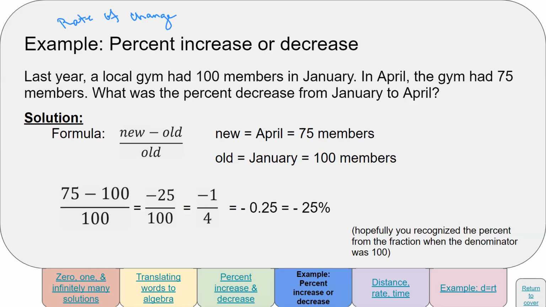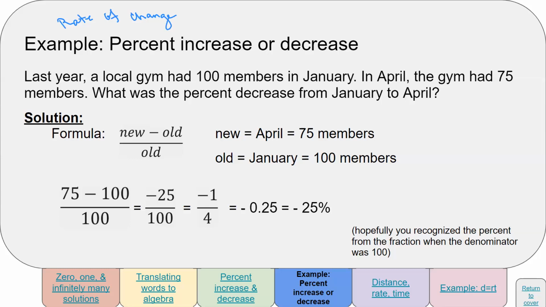So looking at that, I'm still using the formula new minus old divided by old. My new is going to be my April, because that is the later date, and that has 75 members. My old is January, which had 100 members. Putting that into my formula, 75 minus 100 divided by 100 gives me negative 25, which makes sense because I've got fewer members. It is a decrease, so it's going to be a negative number.